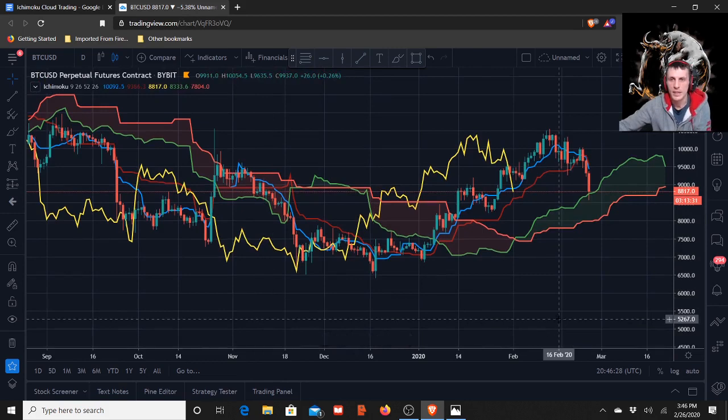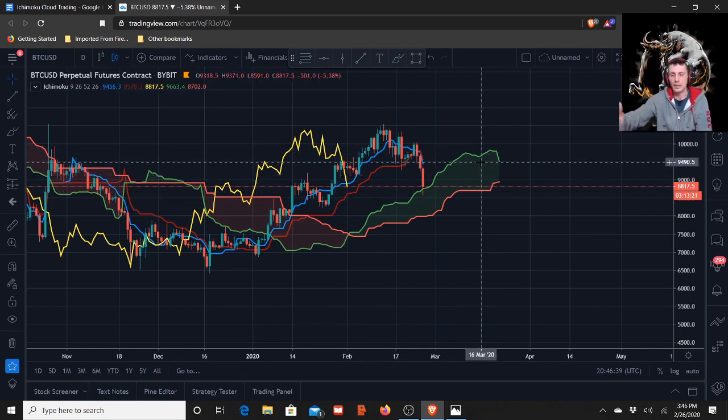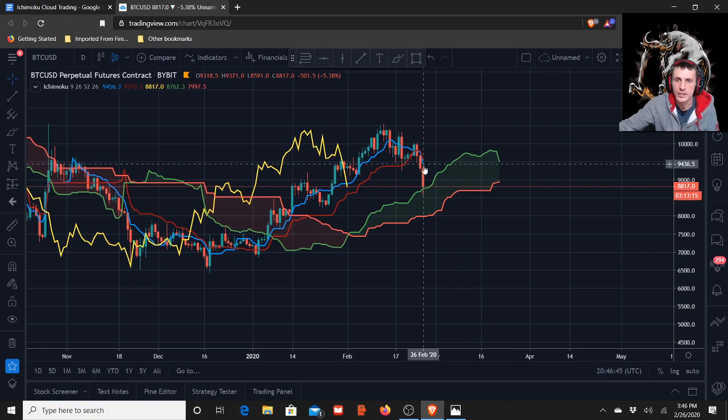Yeah, we'll come back to that. But yeah, that's basically what the lagging span is. And your cloud here, your lagging span is 26 periods behind. Your cloud is 26 periods in the future, and it's putting you right in between these two lines. And we can measure that, and I'll show you. We're going to get right there on the lines.